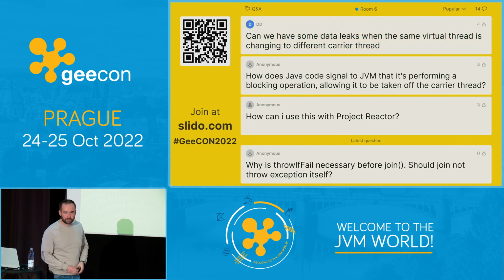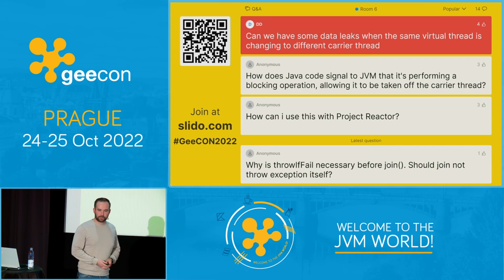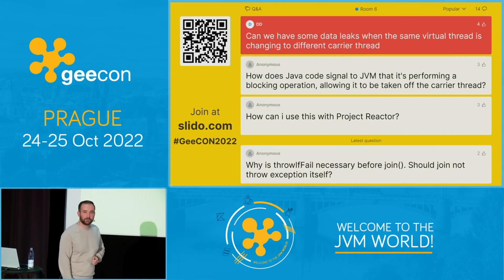Can we have some data leaks when the same virtual thread is changing to... I also don't really understand this question. I don't think so, because, well, I really wanted to try the extent locals, but it wasn't in Java 19 as a preview feature, so maybe that solves the problem, but I'm not sure.